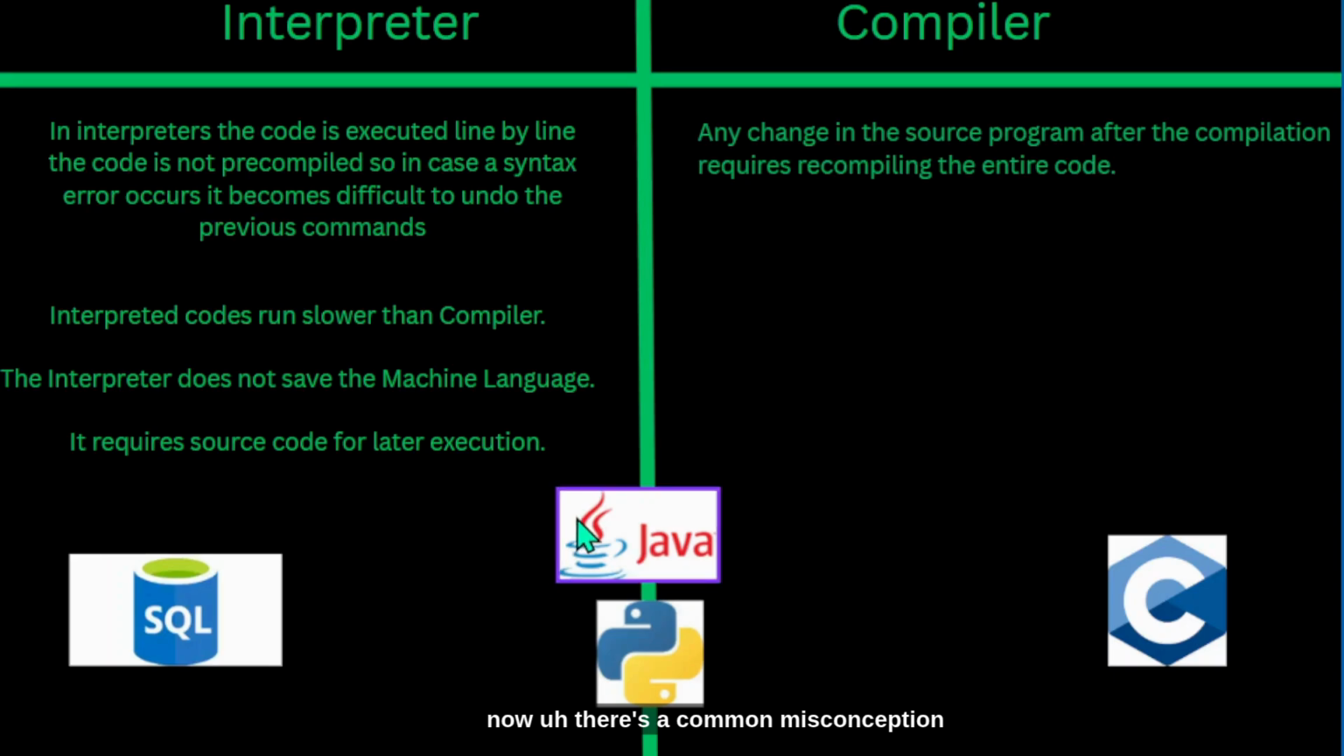Okay. Now, there's a common misconception. Java and Python are not purely interpreted languages, as most sites say. They're hybrid. Instead of choosing one method, they use both. They are both interpreted and compiled. They first compile your code into an intermediate format, which is called bytecode, and then they interpret the bytecode. So it is hybrid. So that is it for now.